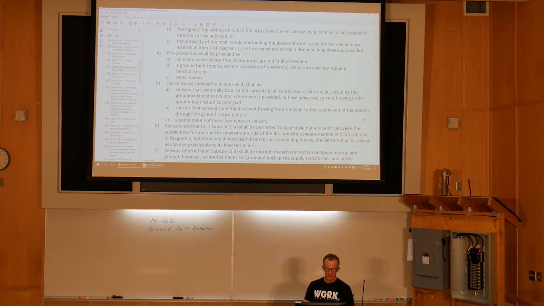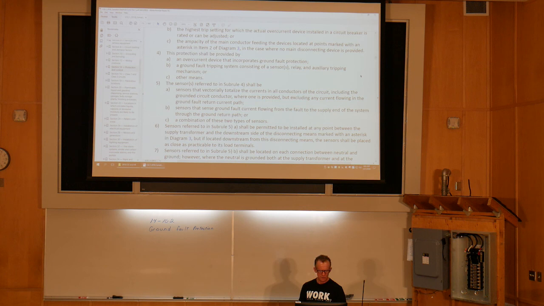This protection shall be provided by A. An overcurrent device that incorporates ground fault protection. B. A ground fault tripping system consisting of a sensor, relay, an auxiliary tripping mechanism, or other means. So when we get into the larger ampacities, 2,000 amps, 5,000 amps, we have to interrupt this fault current pretty quick.